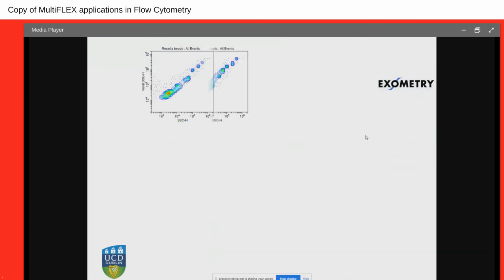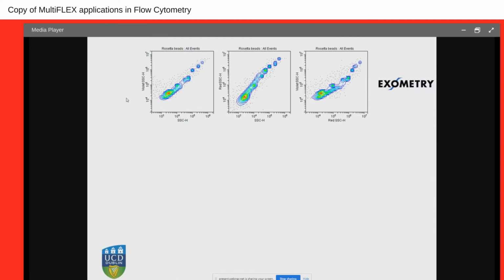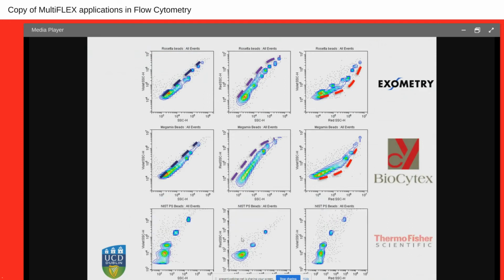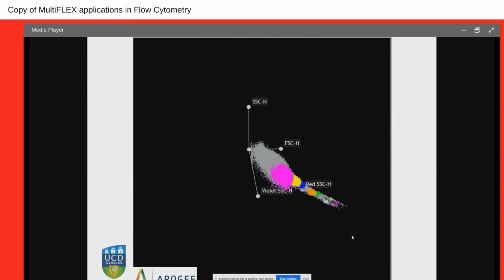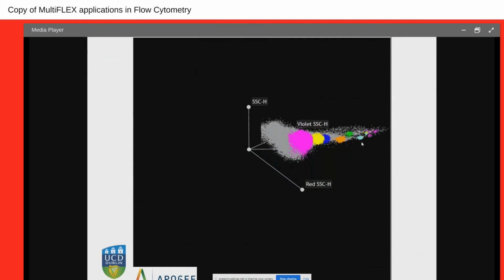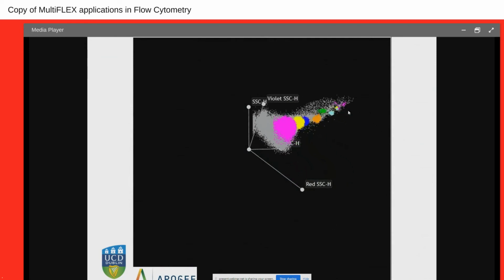When we look at the Rosetta Beads, this is how it looks on the 3 different combinations of blue, violet, blue, red, red, violet, and you can see that they are following more or less more red than violet. When we look at the megamix, again, we can see that they are more red than violet, and when we look at the NIST, we can see that in this case, the NIST is more violet than blue. So the combination of these 3 different scatters will help us to understand and find out those different subpopulations in a better way than if we use them individualized.